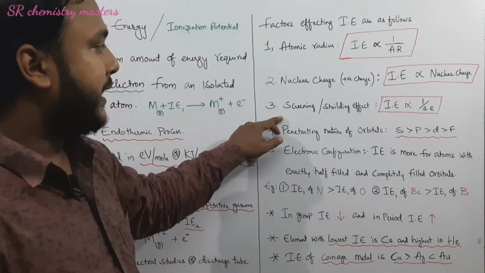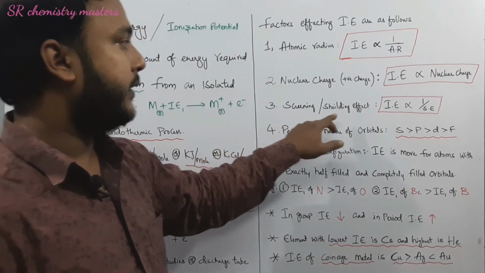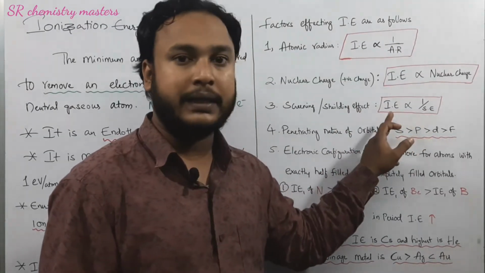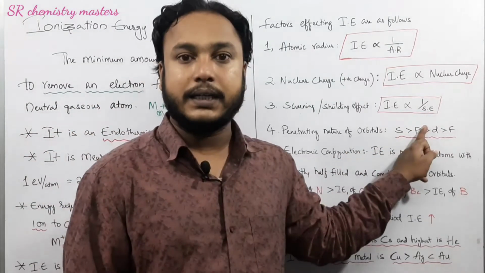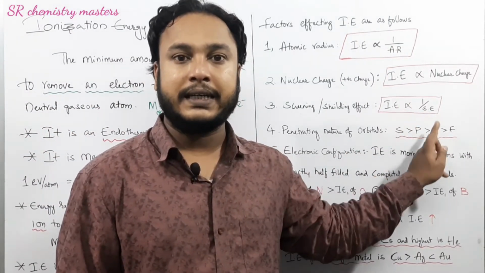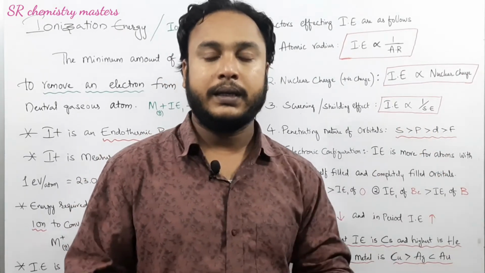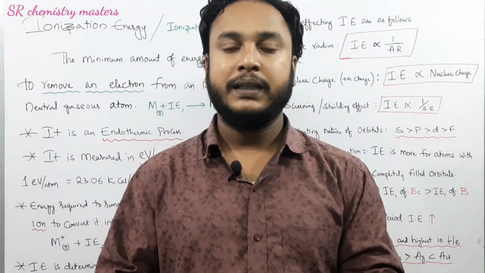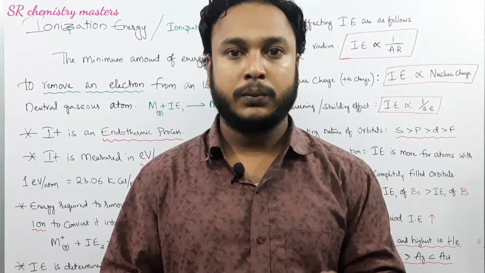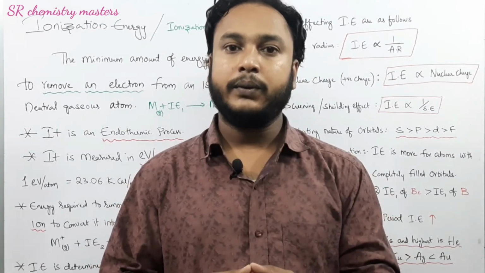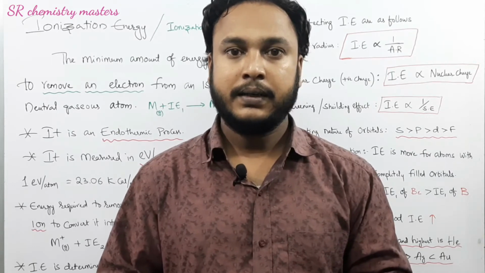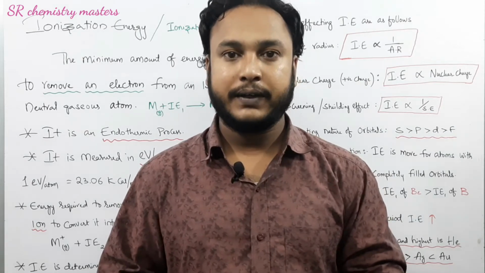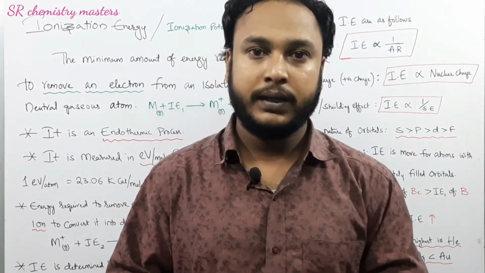The third factor which affects the ionization energy is screening effect or shielding effect. Remember, screening effect is inversely proportional to ionization energy. As the screening effect increases, ionization energy decreases. As the screening effect decreases, ionization energy value increases. The reason is the screening effect decreases the force of attraction between the nucleus and the electrons present in the outermost shell. As that force of attraction decreases, it becomes easy to separate the electrons. That is the reason if the screening effect increases, ionization energy value decreases.